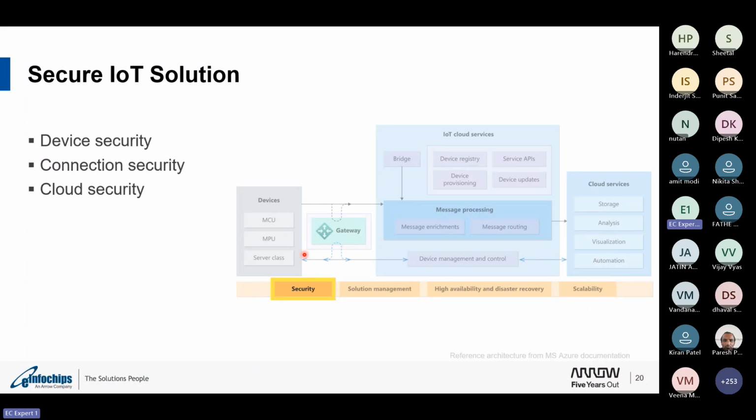Connectivity security talks about ensuring that all the data that we are transmitting between the device and the IoT cloud is confidential, tamper proof, and secure in nature. And cloud security talks about securing your cloud infrastructure and your data stored in the cloud.